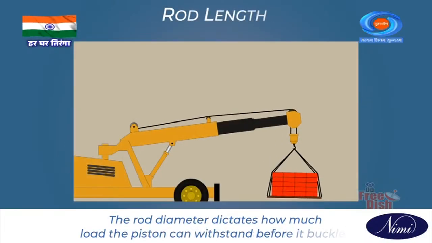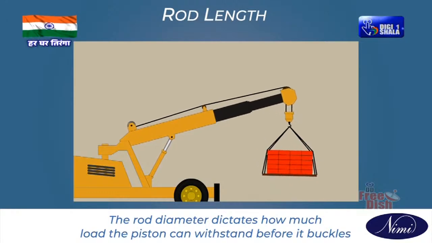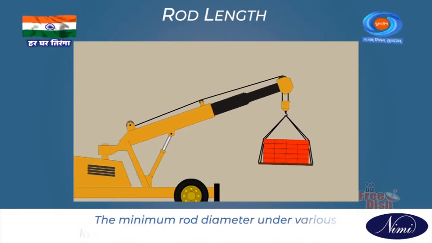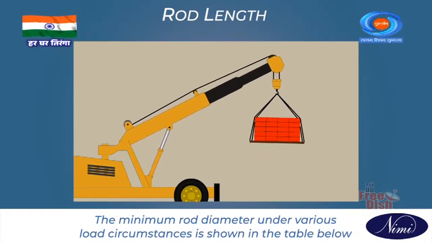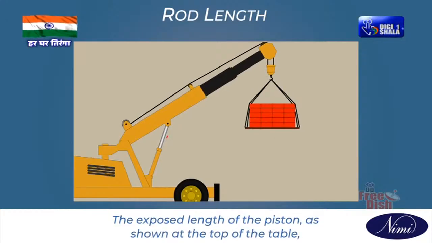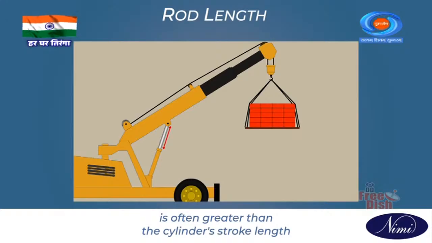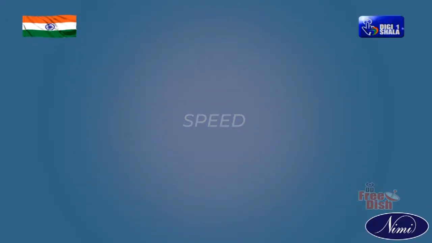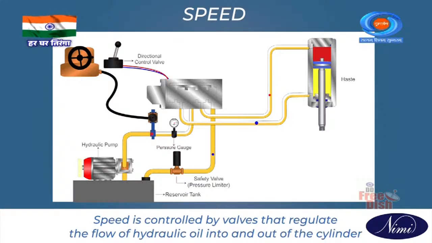The rod diameter dictates how much load the piston can withstand before it buckles. The minimum rod diameter under various load circumstances is shown in the table below. The exposed length of piston, as shown at the top of the table, is often greater than the cylinder's stroke length. Speed. Speed is controlled by valves that regulate the flow of hydraulic oil into and out of the cylinder.